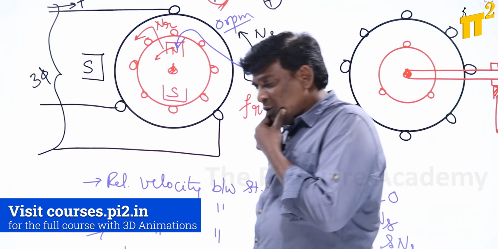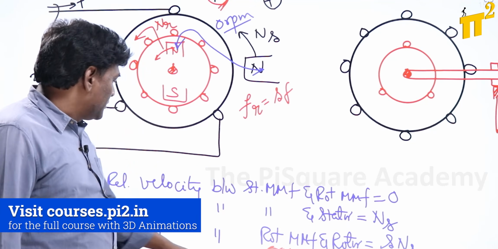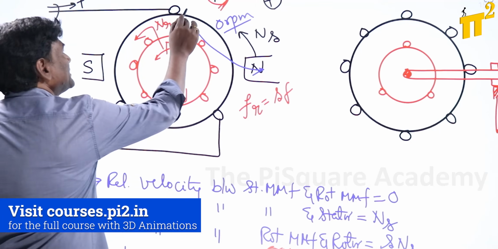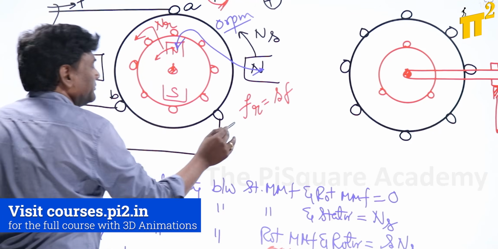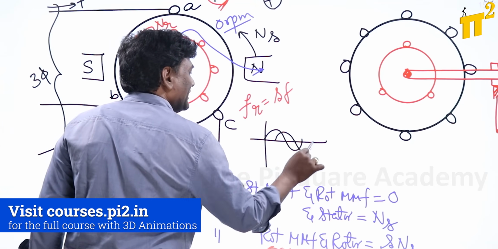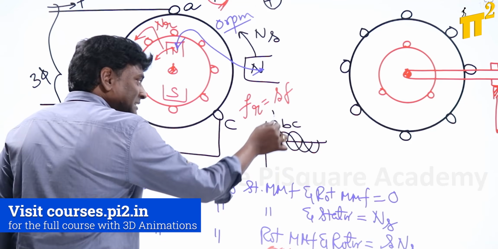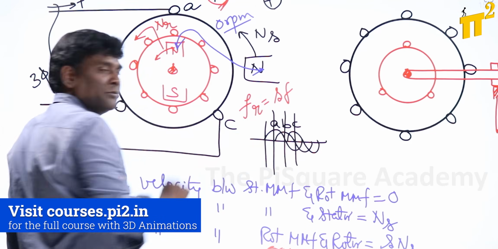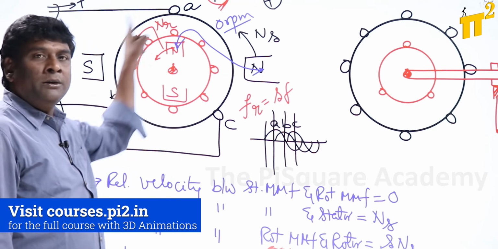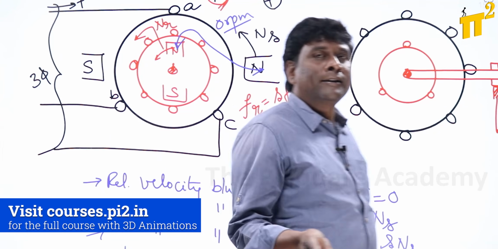For example, if you want to change the direction of rotation of the RMF of the stator, think of this as phase A, phase B, phase C. If you supply currents of A, B, C, first A maximum will come, after that B maximum will come, and after that C maximum will come. Three phase currents. Means my stator MMF will be rotating in anti-clockwise direction such that the rotor also will rotate in anti-clockwise direction.